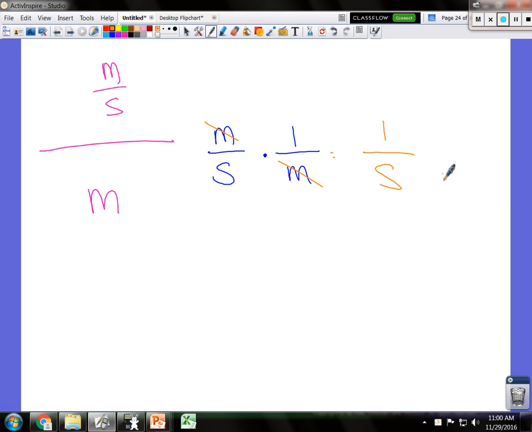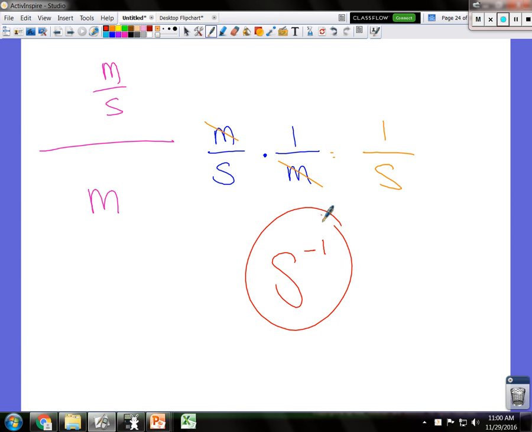Now, this is not a very good way to write our unit. It's not the most appropriate way. There's another way to write this in mathematical terms. This is a new thing you've probably never seen. So I need you to kind of stick this on your brain, that this is the way to properly write it.